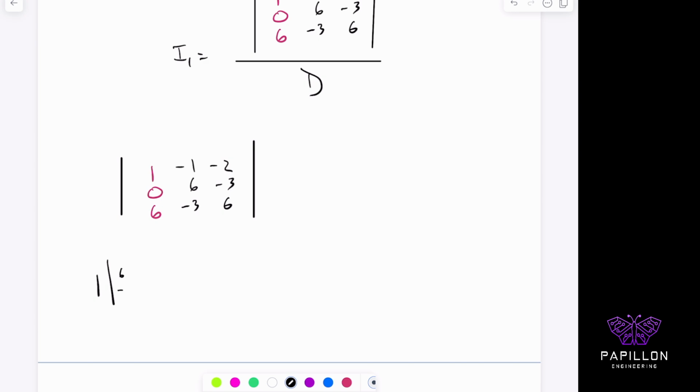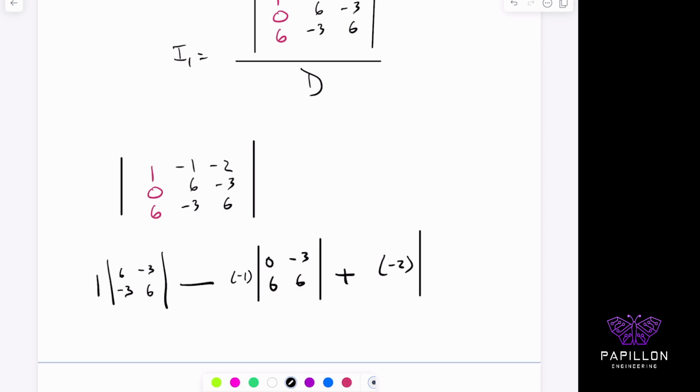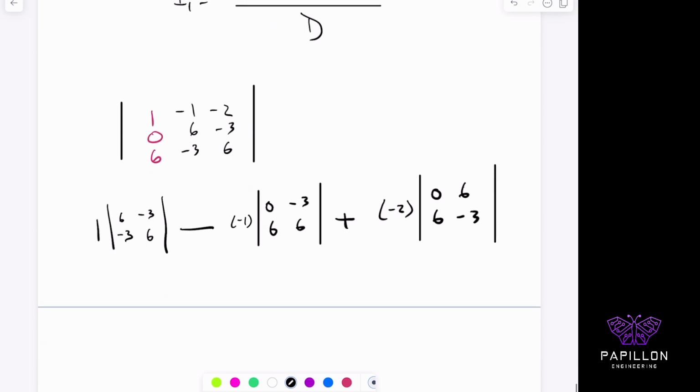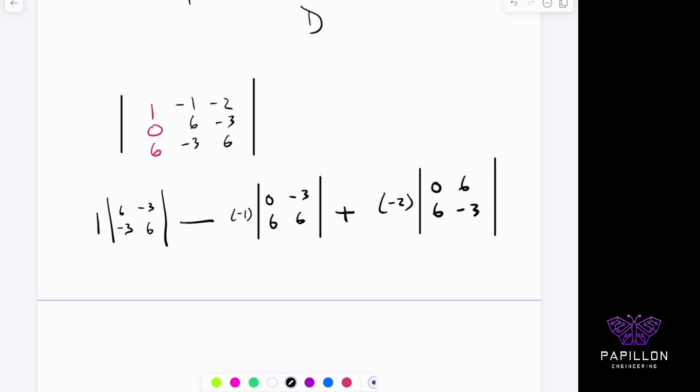I'm going to save time by writing in this form now. So you saw it before. Then subtracted from our second term, and this time it'll be 0, 6, minus 3, and 6. Okay, and then I'm going to add it to the minus 2, and that minus 2 is going to be 0, 6, let's see here, 6, and minus 3. Okay, so hopefully this is not too bad, and this is how it looks to solve.